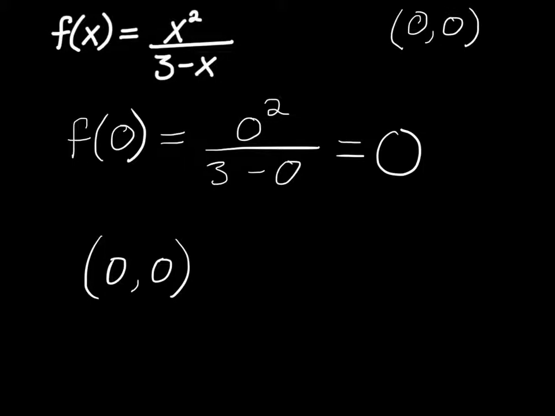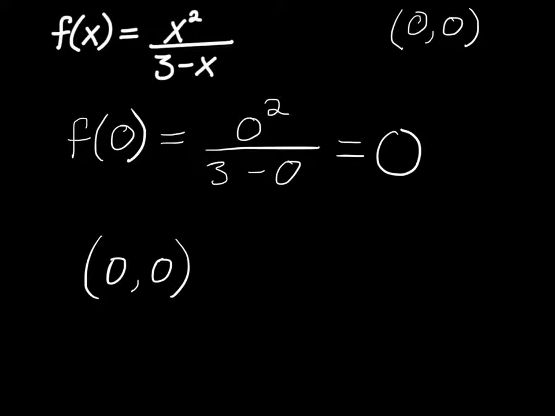And that's actually going to be our only intercept because not only is it a y-intercept because x equals 0, but it's an x-intercept because y equals 0. And it's the only place where the numerator of our function, that x squared, is 0. So this is our only intercept.